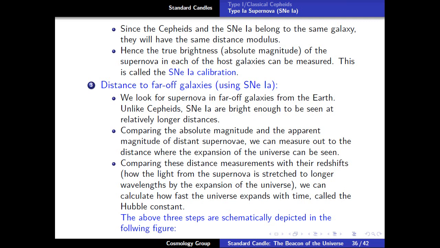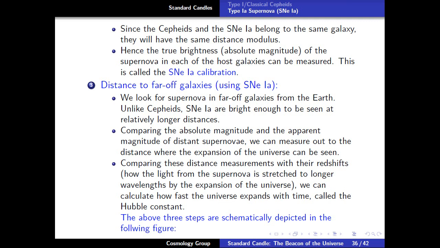Now, once we calibrate the supernova, we use them to determine distances to far-off galaxies. We look for supernova in far-off galaxies, and unlike Cepheids, type 1a supernova are bright enough to be seen at relatively longer distances. And comparing the absolute magnitude and the apparent magnitude of distant supernova, we can measure the distance, and the expansion of the universe can be seen.